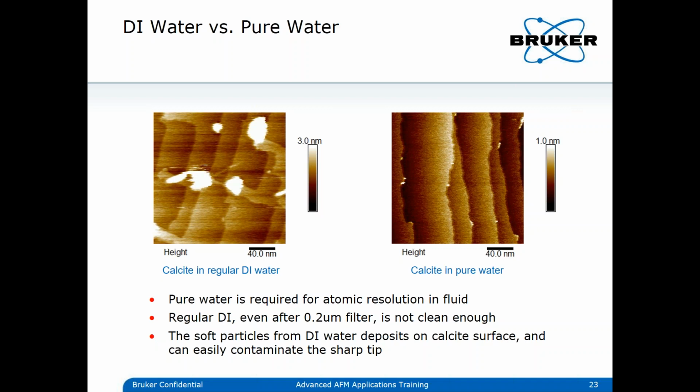And the problem is more or less that the soft particles from the DI water will, in this case, deposit on the calcite, and usually they stick to the edges because they're the most reactive. And then what might happen during the scanning is basically that these particles will stick to the tip afterwards and not stay on the calcite. And then you have a contaminated tip where you cannot get any atomic resolution.